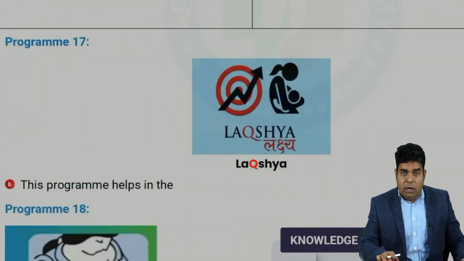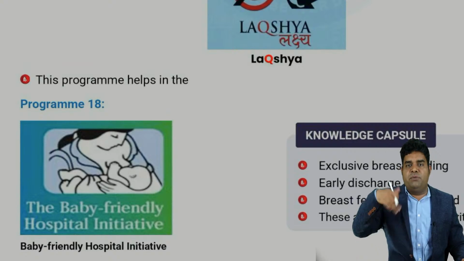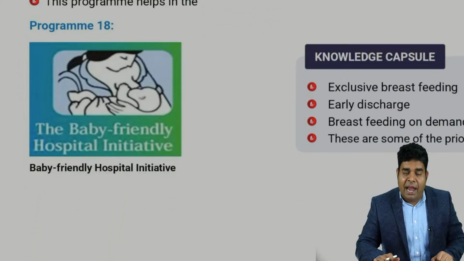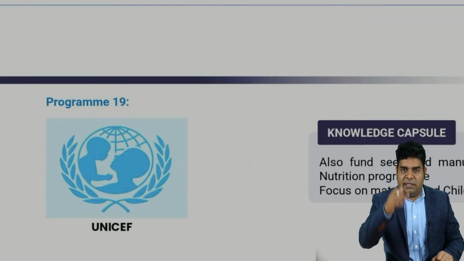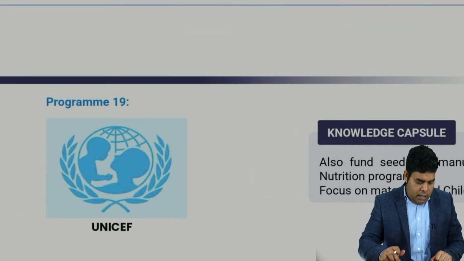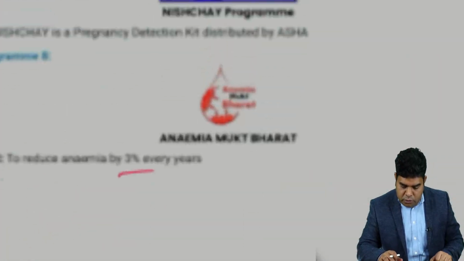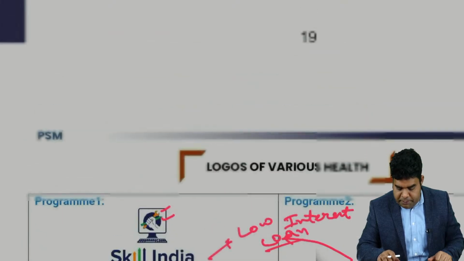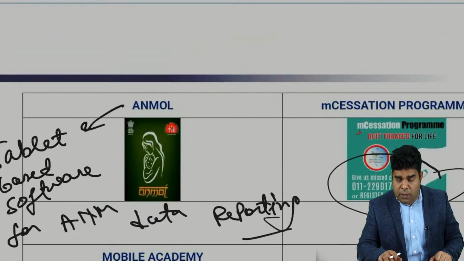If it is black color mother child, it is LaQshya. If it is white color mother child, meaning foreigner, it is the program BFHI. And if it is blue color mother child, it is for UNICEF. So these are the 6 mother child logos. I have recorded an Instagram reel on that also. I will forward it to the Telegram group and to people. Now, I hope these 6 mother child logos are clear to you.